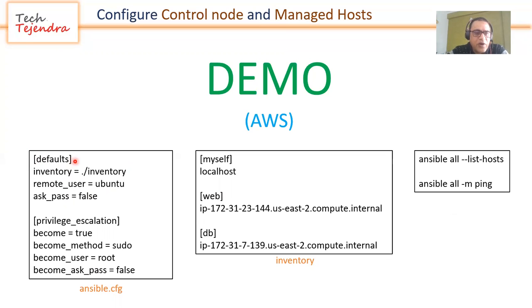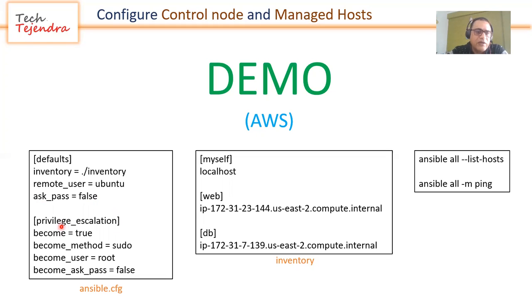So this is the starting point, defaults. This is showing inventory, meaning it is showing the location of your inventory file. So dot inventory means my inventory will be in the same directory where my Ansible configuration file is. That's why it is ./inventory. And then remote user, I am using user ubuntu. Ubuntu is my username. Ask password, I have set it to false.